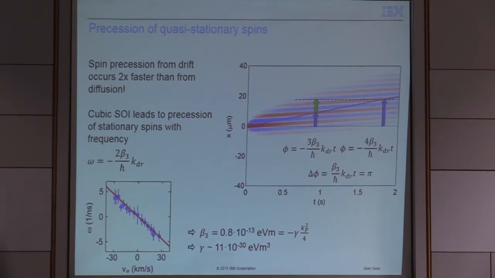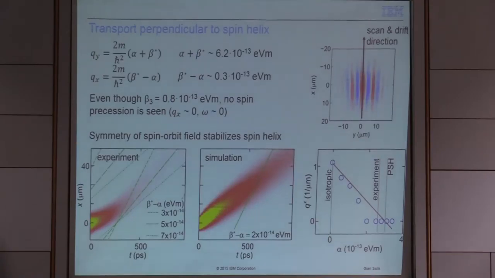So we get this number here, and if you compare to what this is defined, so this is defined by the bulk Dresselhaus coefficient gamma times the Fermi wave number to the power of 2. And by knowing the Fermi wave number from the density, we can then also determine the cubic bulk Dresselhaus spin orbit interaction coefficient. Okay, so this is the explanation for this effect.